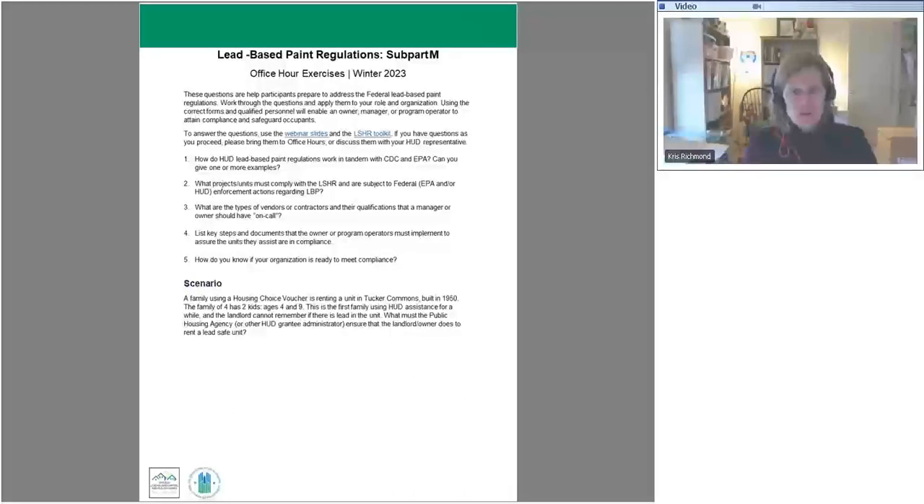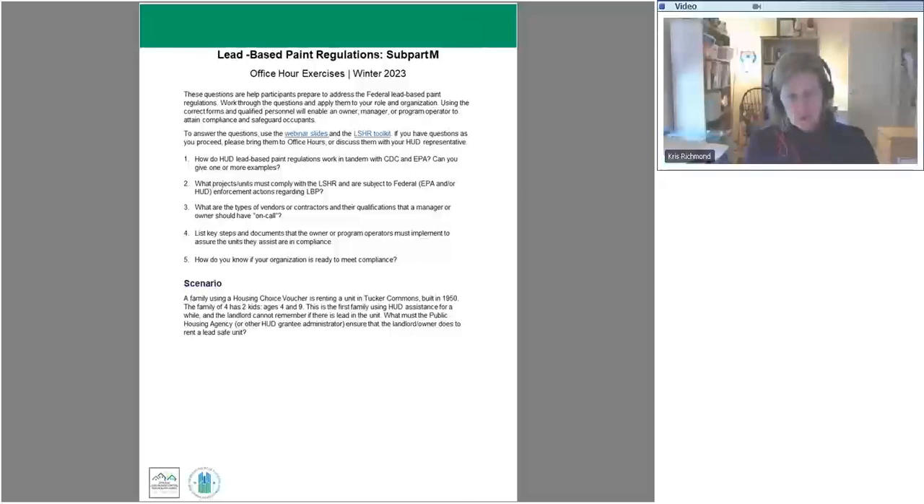All right, let's look at our scenario. We have a scenario where a family is using a housing choice voucher certificate, and they are renting a unit in the Tucker Commons, which was built in 1950. And the family has 2 children. One is age 4 and one is 9. And this is the first family using HUD assistance in a while, and the landlord can't remember if there's lead in the unit or not. They're not sure what to do. So what is the public housing agency, or if it's a HOME program running a tenant-based rental assistance program, what do they need to make sure the landlord is doing in order for this unit to be lead safe?